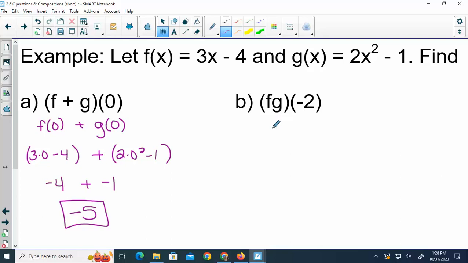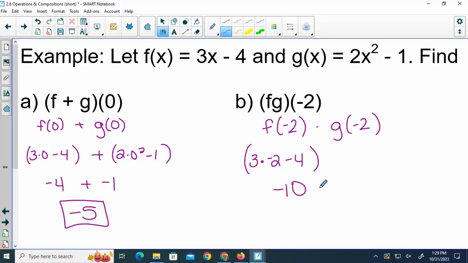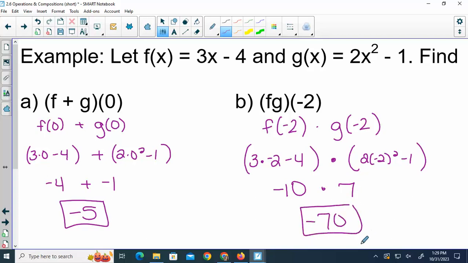B, what's the operation on this one? f of negative 2 times g of negative 2. Okay, so if I go to f and plug in a negative 2, you get negative 6 minus 4 is negative 10. Go to g and plug in a negative 2. So 4 times 2 is 8, minus 1 is 7. And we get negative 70.